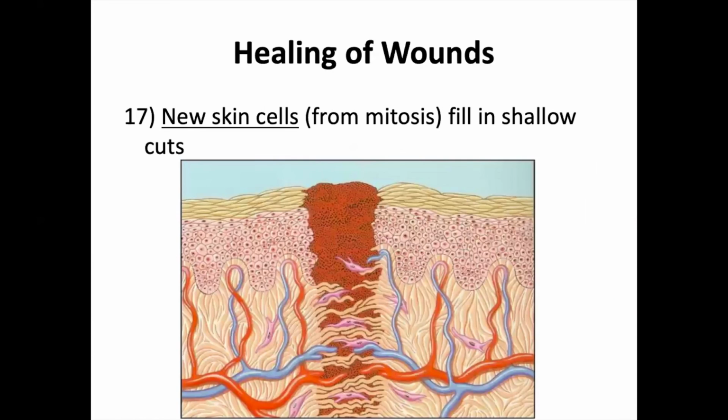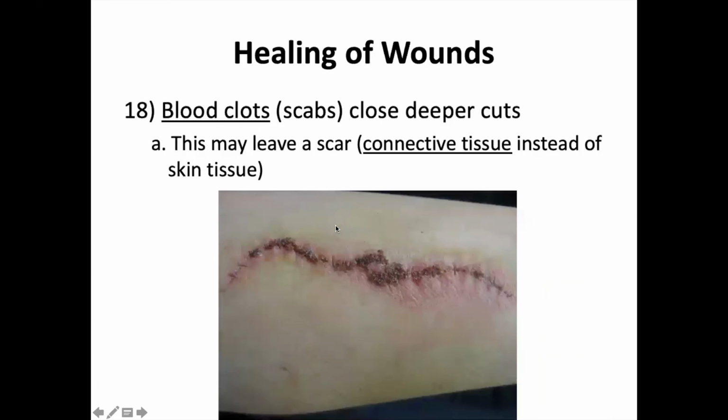If I go back to the last picture, if you cut down deep enough into the dermis, well, connective tissue is hard to heal. So what is faster than waiting for mitosis? By filling it in with something else. So we will fill the cut up with connective tissue, and that connective tissue is the scar. You have connective tissue mixed in with the epithelial tissue. That's what a scar really is.